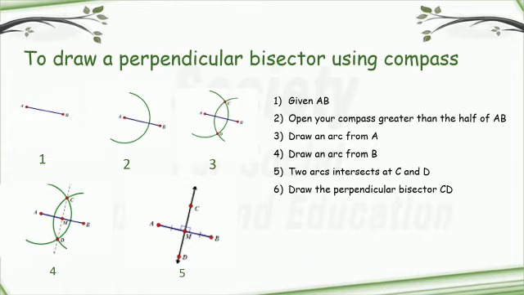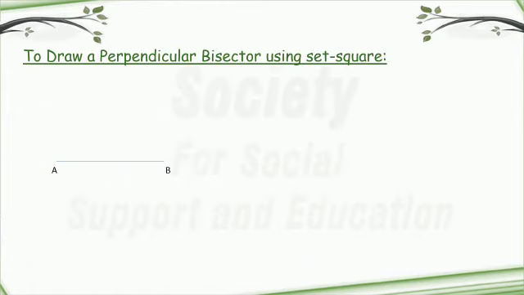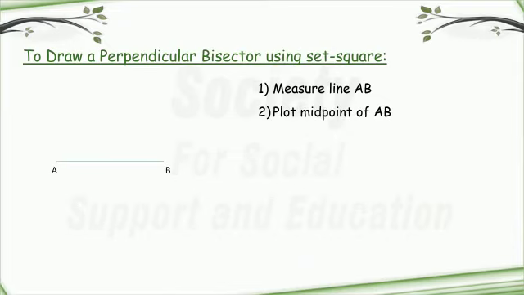Okay, then we will continue. To draw a perpendicular bisector using a set square, we have this segment AB. So we will use our ruler to measure the line AB. Let's say that AB is equal to 10 centimeters. Then we will plot the midpoint of AB at 5 centimeters, since half of 10 centimeters is 5 centimeters, and the midpoint cuts the segment into two equal parts.